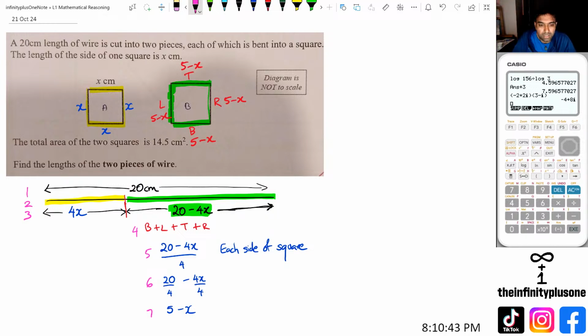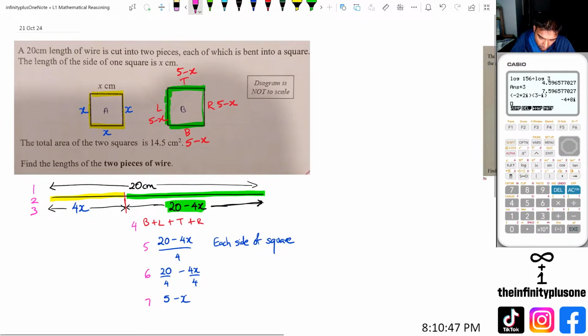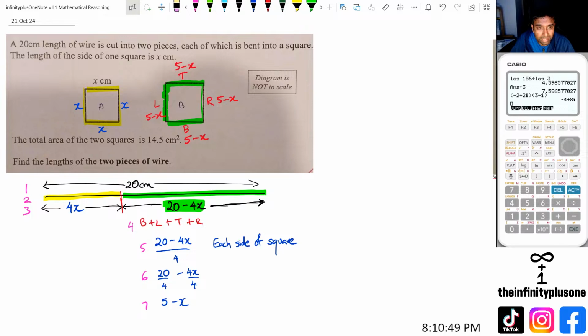All right. So I'm assuming that we're all good here. So the next bit is it actually tells us that the total area of the square is 14.5 meters squared. So that means we've got the yellow square plus the green square. So both of these, when you add up the area, you're going to get 14.5.